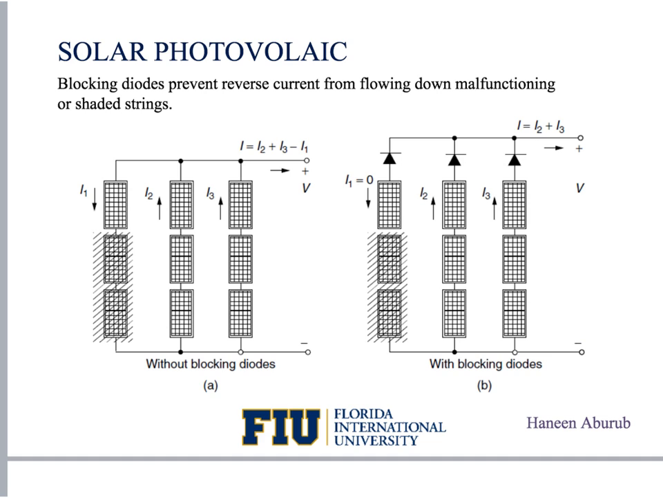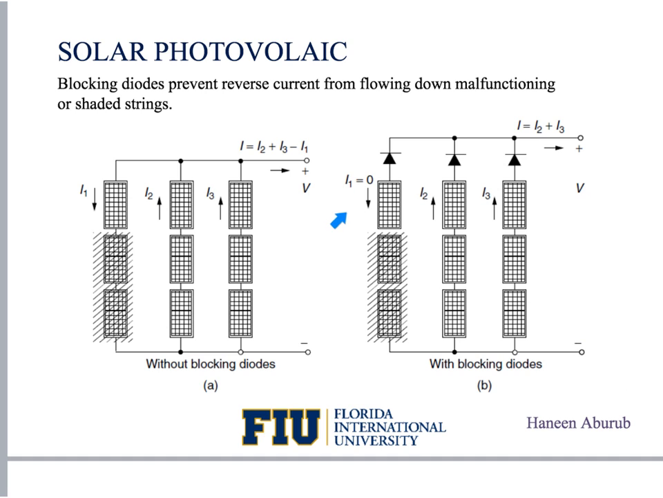So this problem arises when one of the strings is not performing well. Instead of supplying the current to the array as shown here, a malfunctioning or shaded string can withdraw the current from the rest of the array. Now by placing the blocking diodes shown here, also called the isolation diodes, at the top of each string, the reverse current drawn by the shaded string can be prevented.